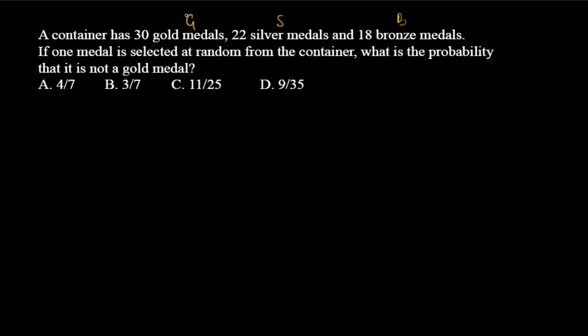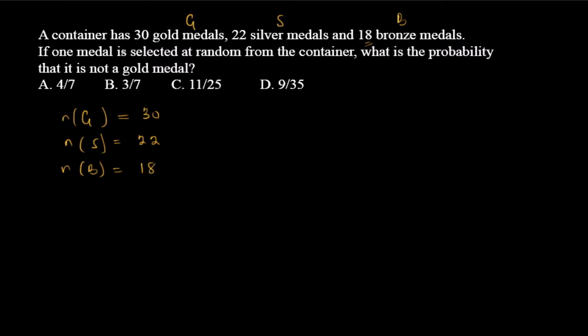Now from what we were given in the question, the number of gold medals is 30. So the number of gold medals, that is N of G, equals 30. It says the number of silver medals in the container is 22. And the number of bronze medals is 18.